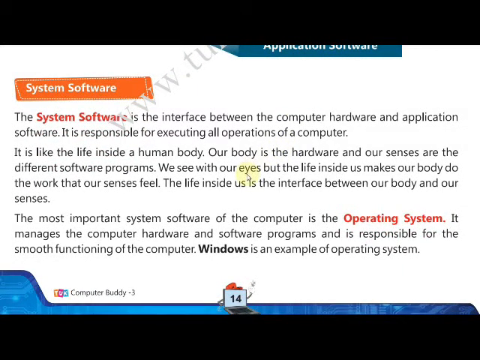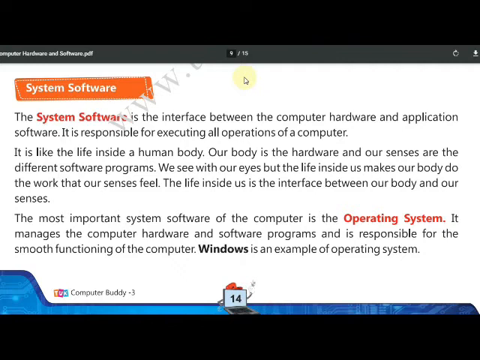Now system software, it will help you to establish a communication or establish a link between the computer hardware and the application software. That means it will help you to establish the communication way between the hardware which you are using and the application software which you installed. Okay, and it is responsible to execute all necessary operations of a computer or all operations of a computer.